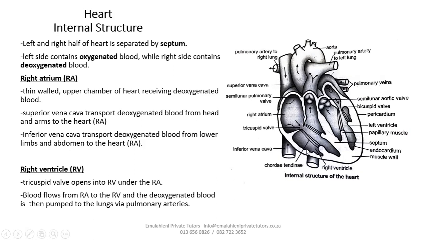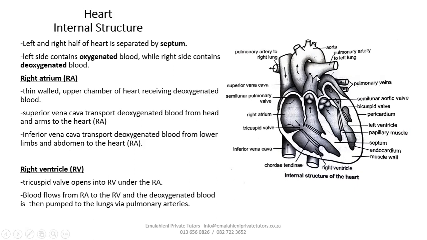Sorry, this is the right atrium, the right ventricle, via crossing the tricuspid valves. Now when the right ventricle contracts, these tricuspid valves are forced to close, so that they allow the blood to go through one way, which is via the pulmonary artery.